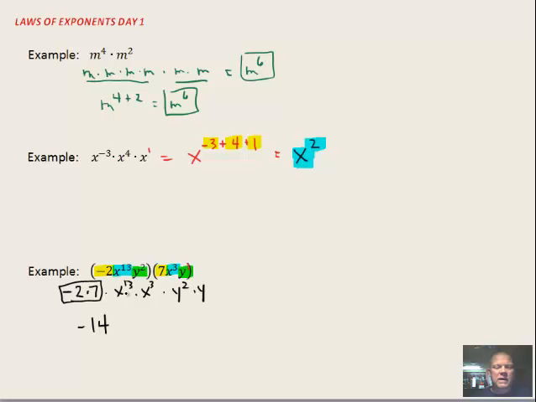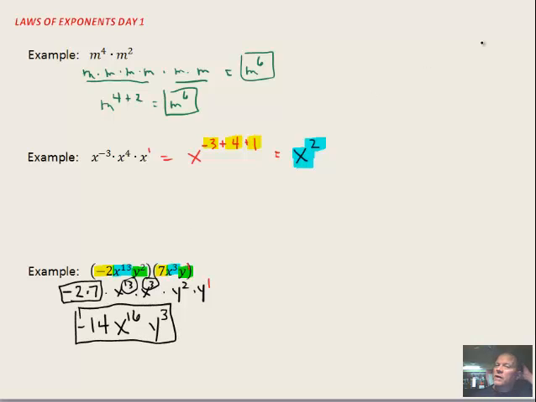x to the 13 times x to the 3rd, remember, add those exponents, 13 and 3, and I get 16. And the last one is the y part, y to the 2nd times y to the 1st is y to the 2 plus 1, which is y to the 3rd. And there is my simplified expression.